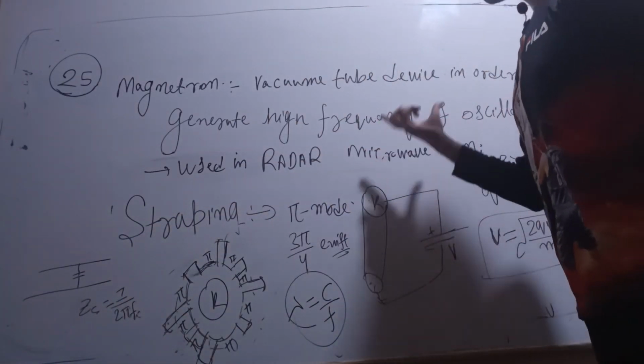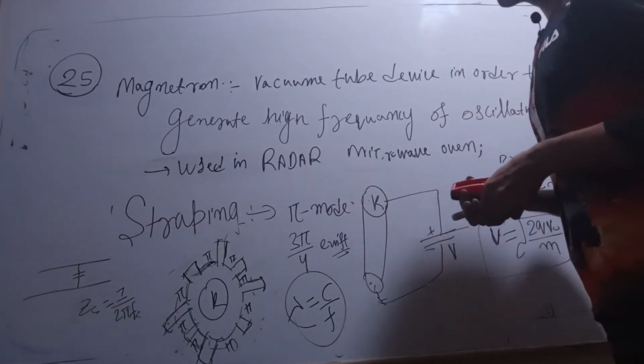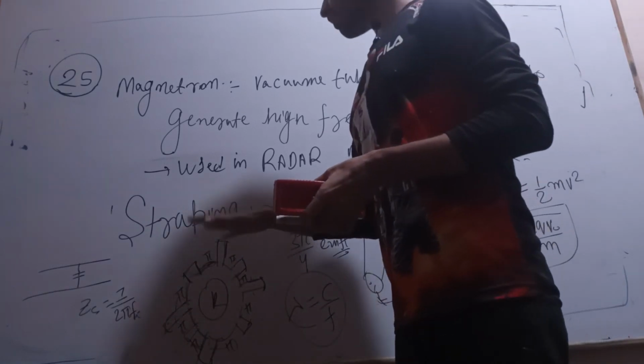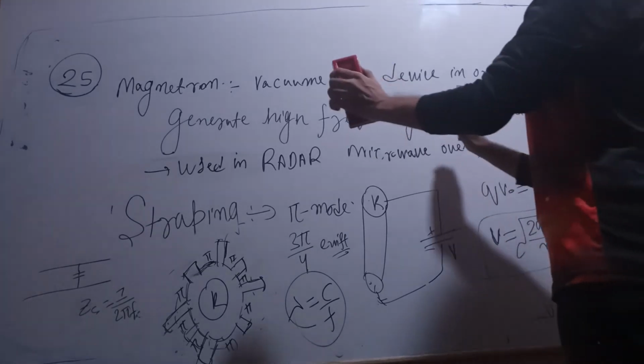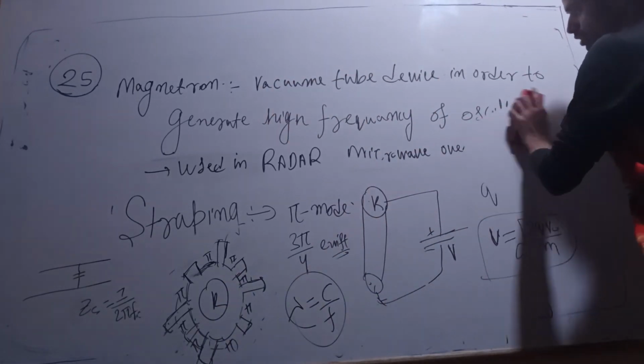To avoid strapping at high frequency, we always go for the rising sun cavity, because adjacent cavities are different and we are able to maintain the pi mode. So that's all for this solution about the strapping. Yes, that's all.